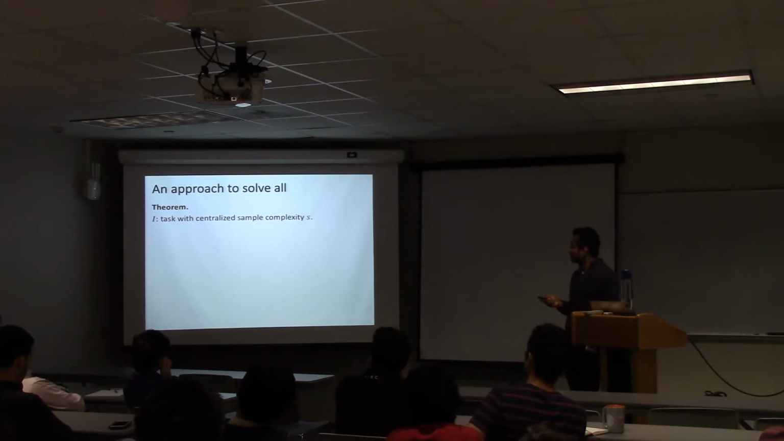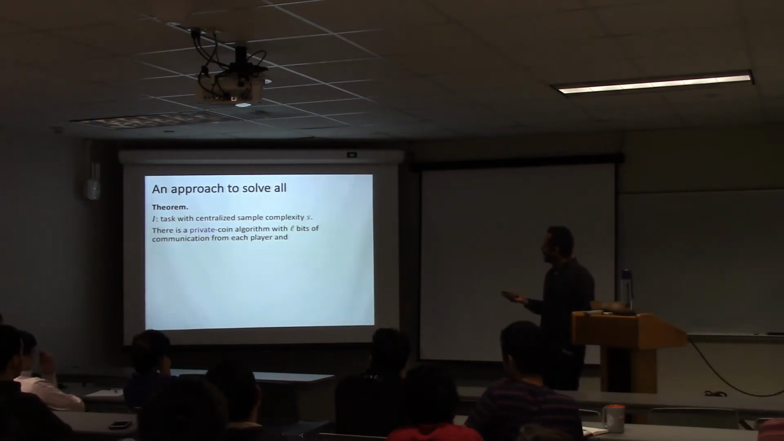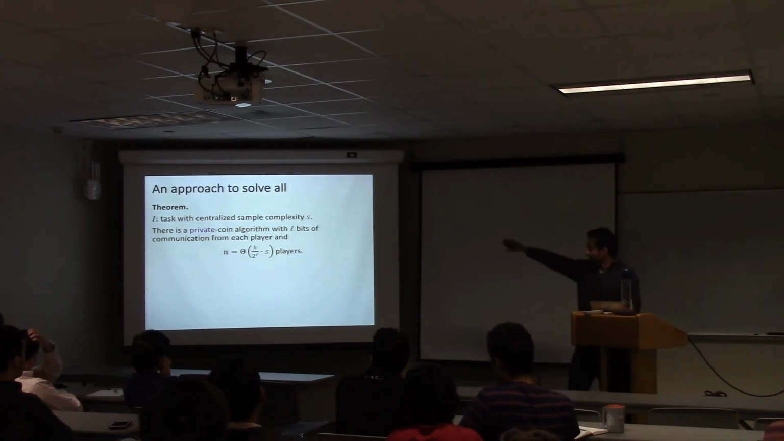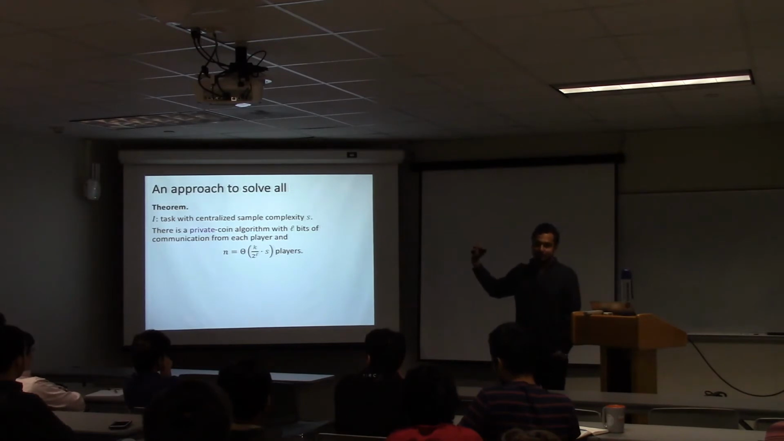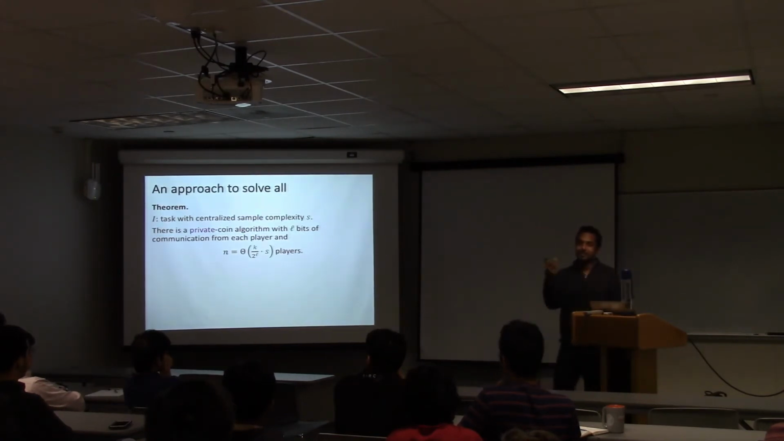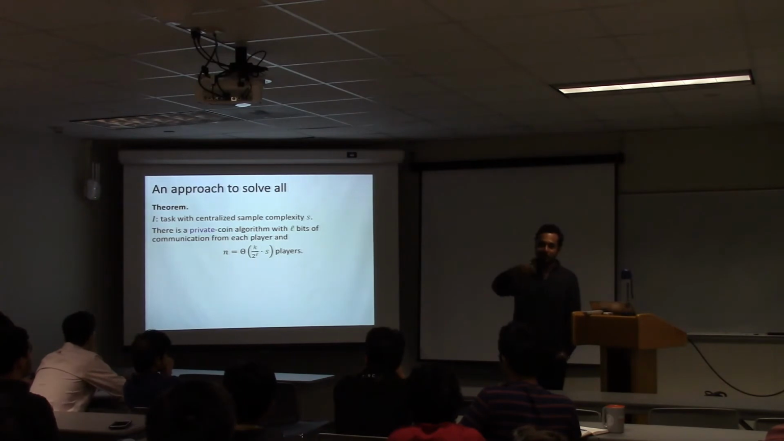Alright, so now let's look at the two tasks we were looking at. Suppose I is any centralized task with sample complexity S. Then what we are saying is there is a private coin algorithm to solve the same inference task by using S times k divided by 2 to the L players. Why? By using k divided by 2 to the L players, we are able to simulate one pure sample, and after we are able to simulate S samples, we are done.